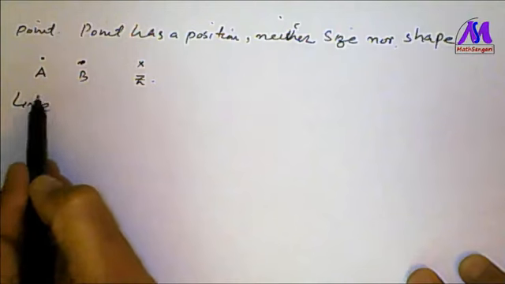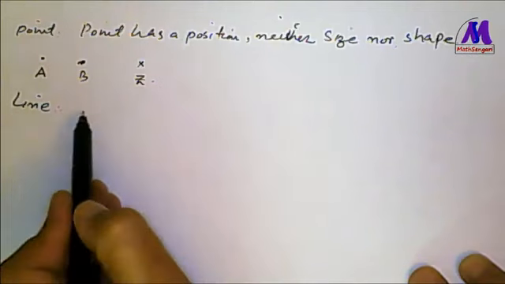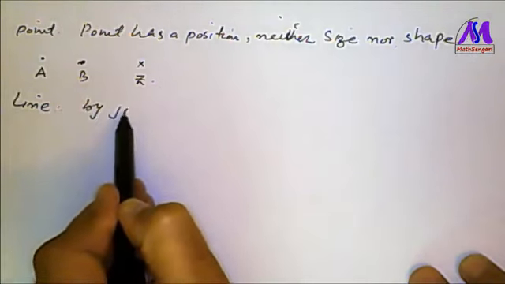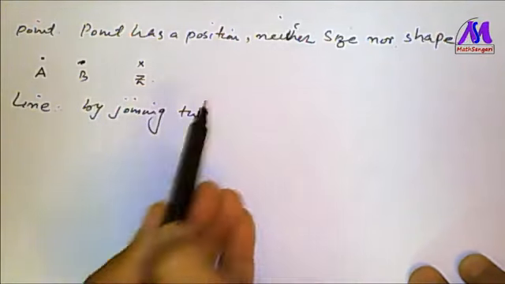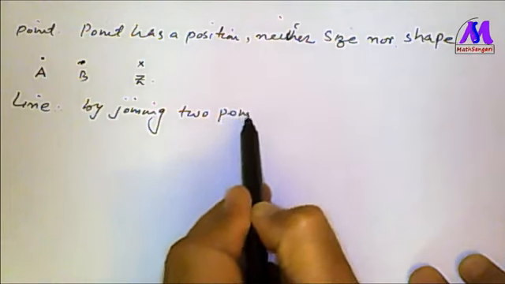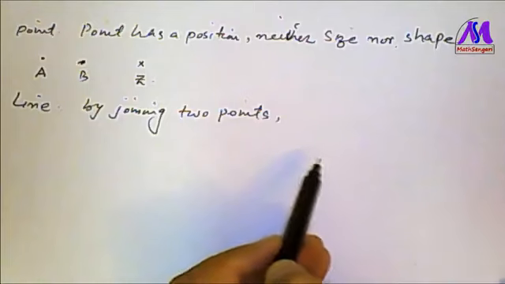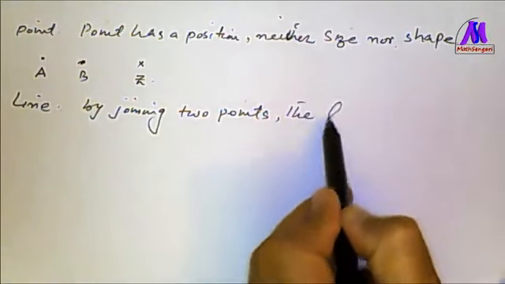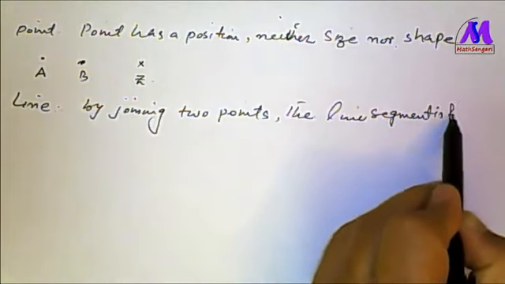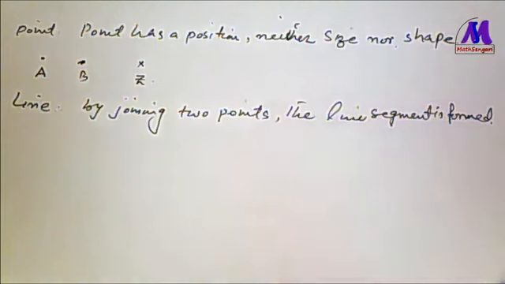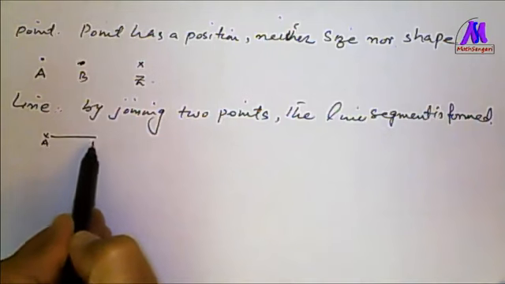Now what is a line? Basically, we start from a line segment by joining any 2 points. We get a line segment. The line segment is formed. For example, let's start from point A up to point B.